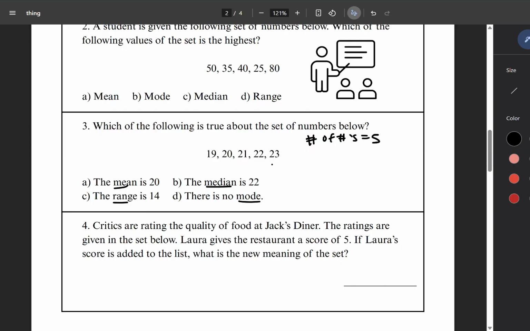And 105 divided by 5 is equal to 21. So the mean is 21 and not 20. So A is false.